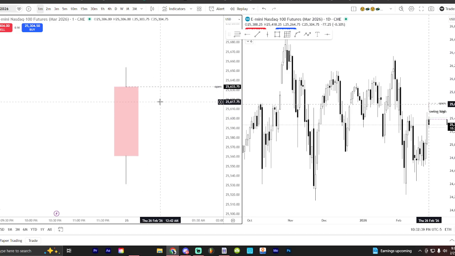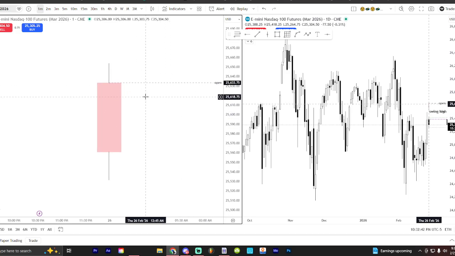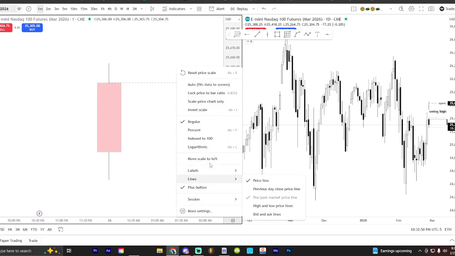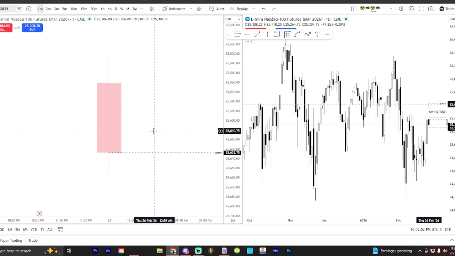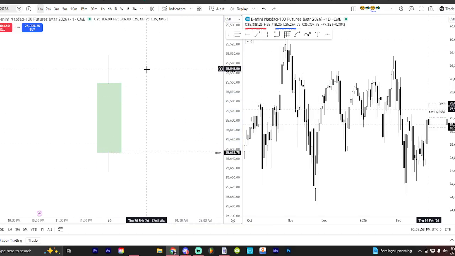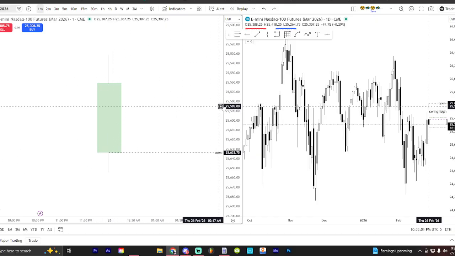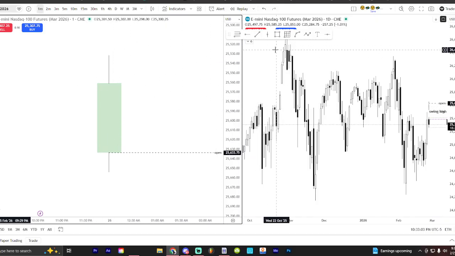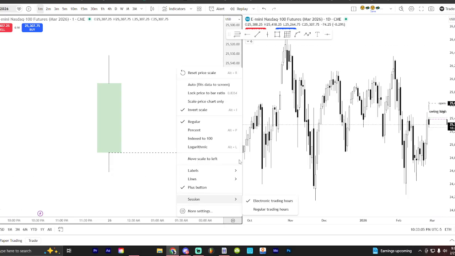This would be the opening price. Since it's bearish, the close is lower than the opening price. So that makes it bearish, and then just flip it if it's green. So yeah, this would be a bullish candle. So what is it? How do we use it? Let me go back.